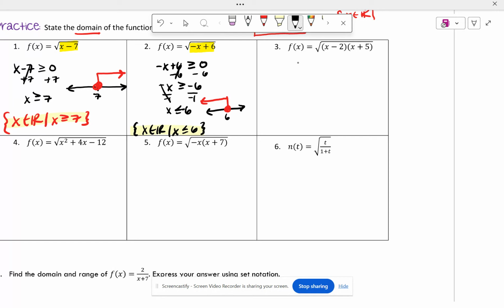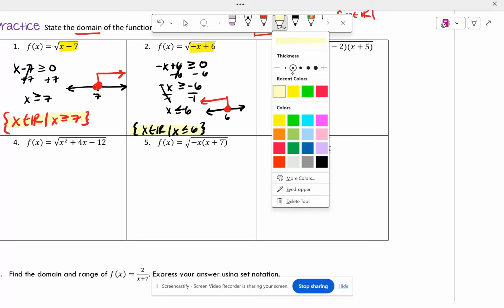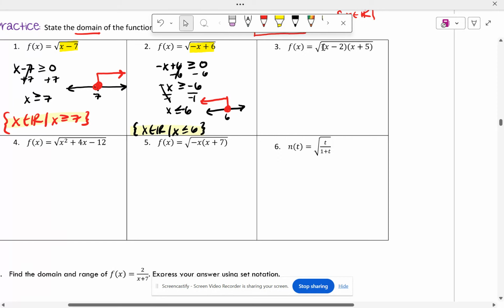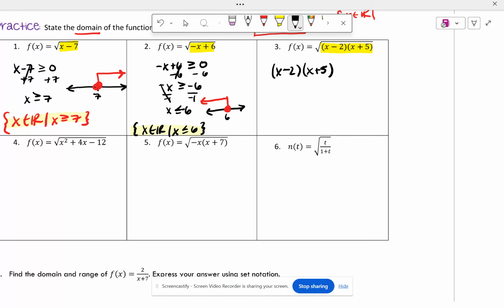Let's look at 3. So following the same algorithm, if we see a square root and we're asked about the domain, we take the piece under the square root and we set up the inequality that would make that true. We want to make the piece under the radical greater than or equal to 0. Oh, now it's just a quadratic inequality, and we know how to solve stuff like that. I would take the factored form, turn those into the solutions.